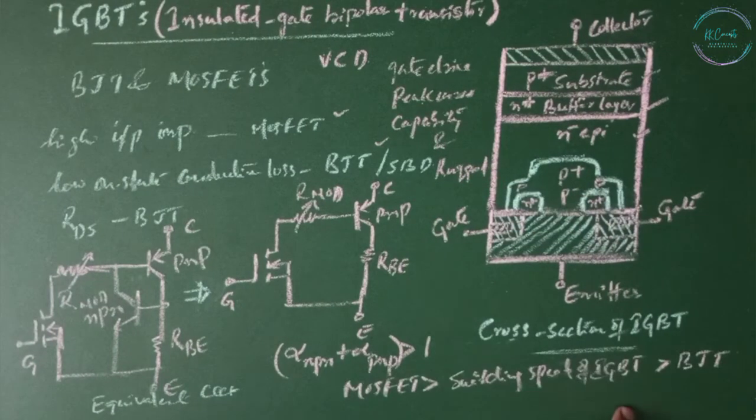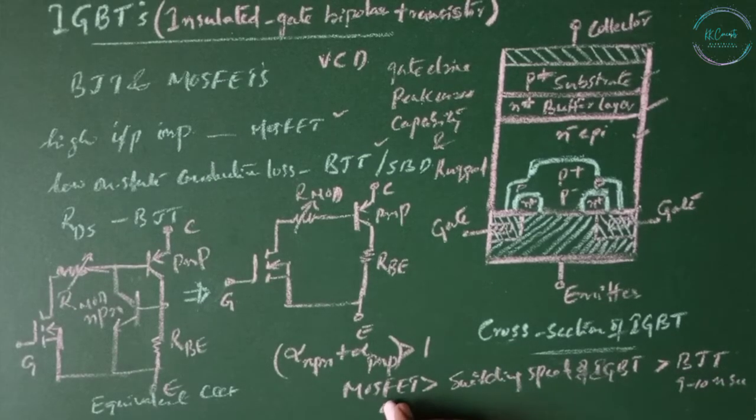The switching speed of IGBT is faster than BJT and inferior to MOSFET, and this is approximately 9 to 10 nanoseconds, and this is 0.9 nanoseconds, and this is in between, 2 nanoseconds.